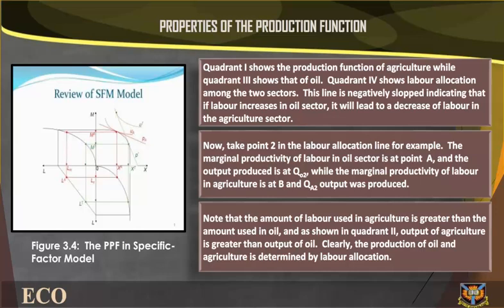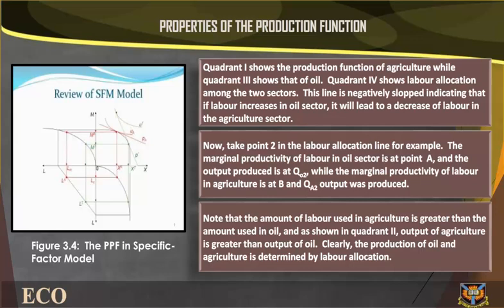Quadrant 1 shows the production function of agriculture, while quadrant 3 shows that of oil. Quadrant 4 shows labor allocation among the two sectors. This line is negatively sloped, indicating that if labor increases in the oil sector, it will lead to a decrease of labor in the agriculture sector.